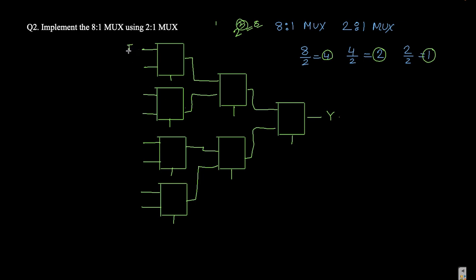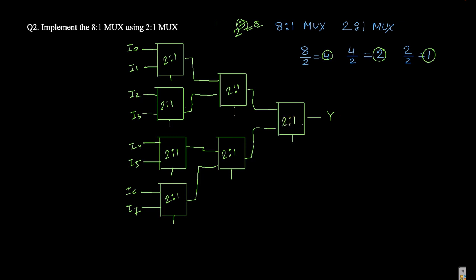So what are the inputs? This is I0, this is I1, this is I2, this is I3, this is I4, this is I5, this is I6, and this is I7. Now all are 2:1 muxes, 2:1, 2:1, 2:1, 2:1, 2:1, and 2:1.